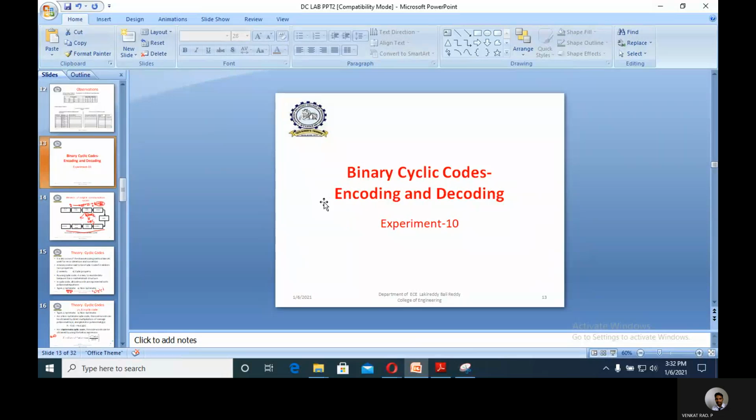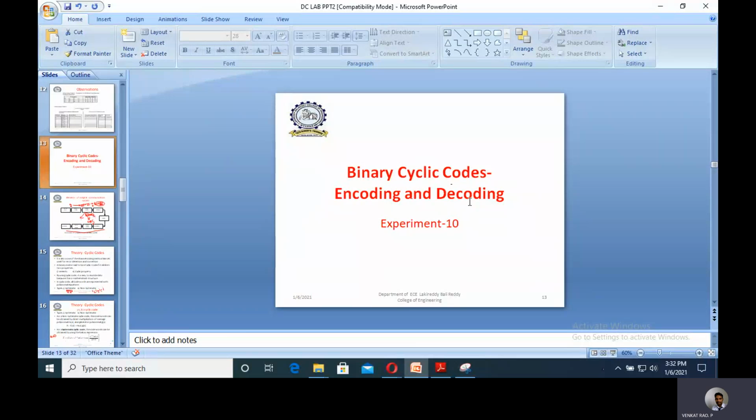Today, in this session, I'm going to explain another important experiment in digital communication lab, that is binary cyclic code or simply cyclic codes. Here, we'll understand both encoding and decoding as well.